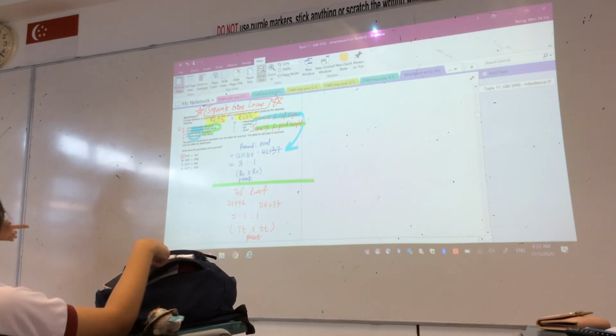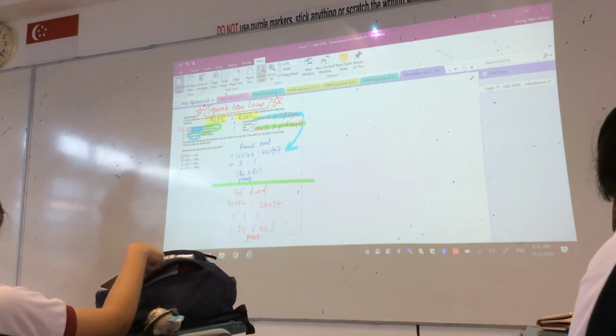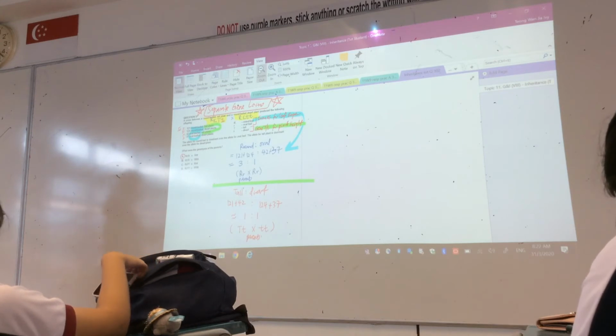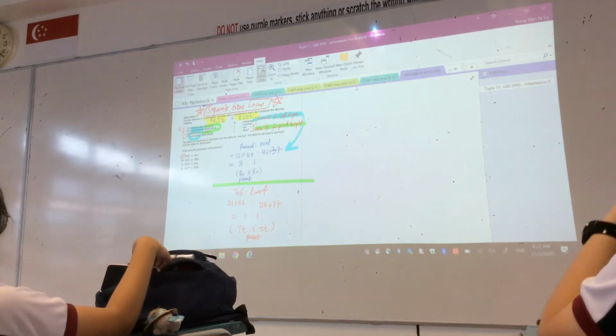Is it okay? So this is a skill that you need to have. Sometimes you have to consider the gene locus separately. Alright?